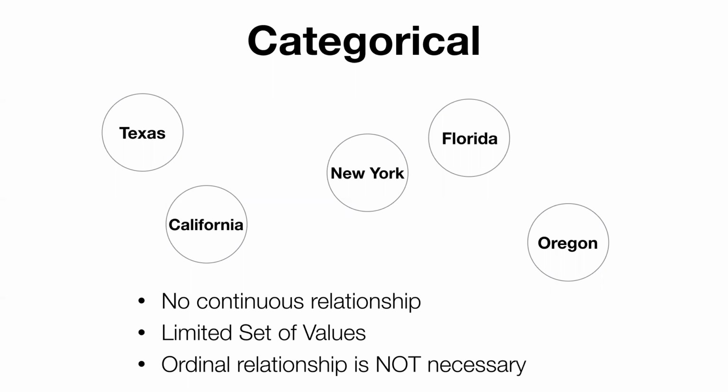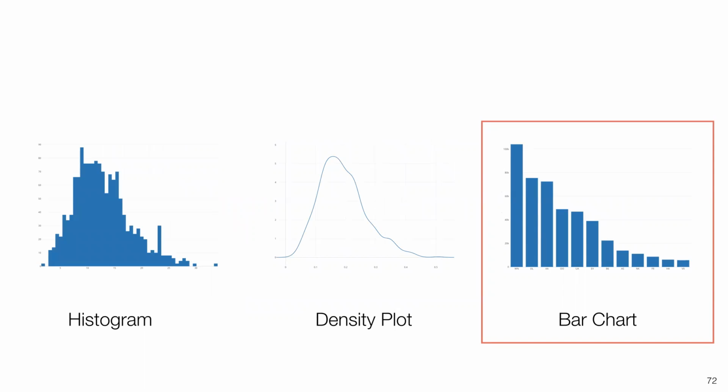And these data don't have a continuous relationship. There's no California 0.123 or something like that. Also, typically there's a limited set of values. Like in the United States case, it's only 50 states, or 50 plus one or whatever. And there's no ordinal relationship. It's just the state name itself. Right. And this type of data, we call categorical. And that's where you can use a bar chart.